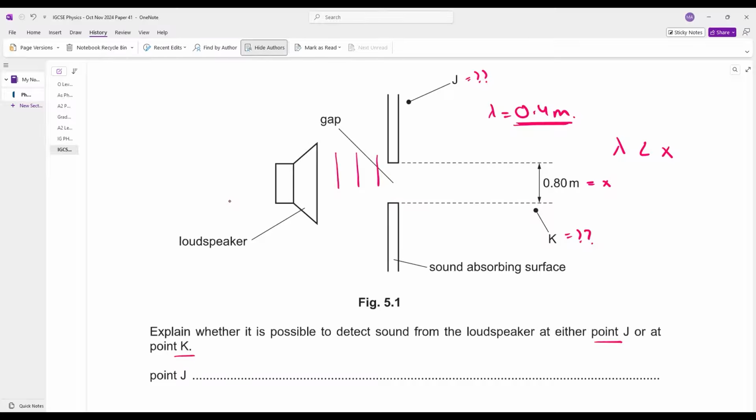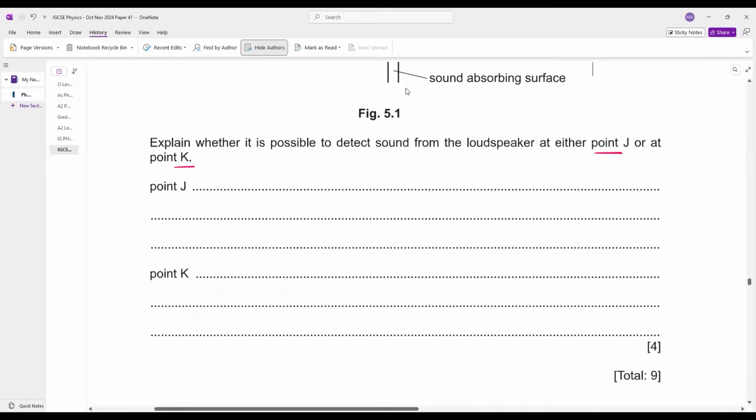जब भी आपकी wavelength छोटी होती थी compare to the gap size, you had less amount of diffraction. So your sound will not reach point J. However, due to the less amount of diffraction, it will reach point K. यहाँ पे reach कर जाएगा but J पे नहीं reach करेगा. How will you write this answer?